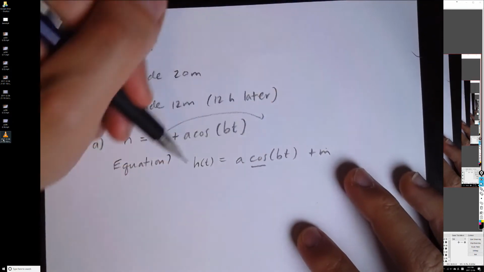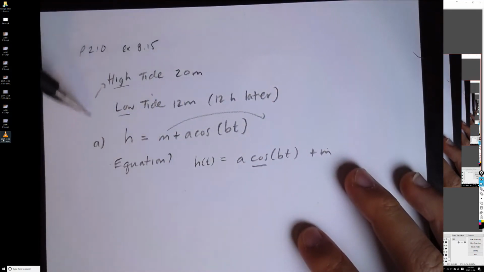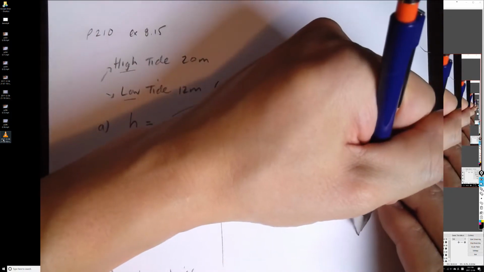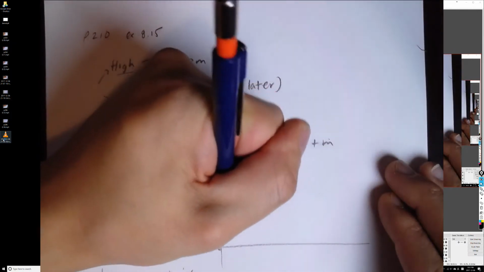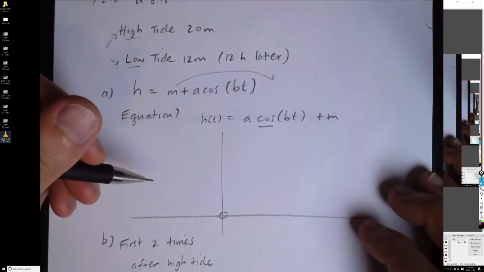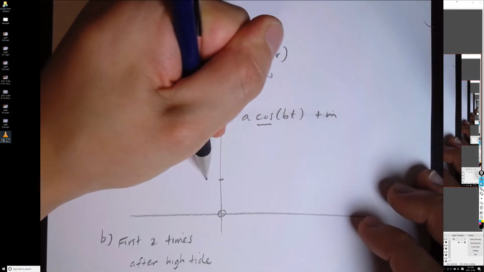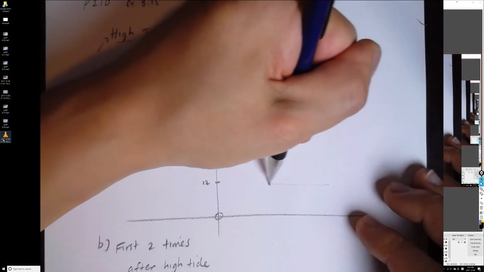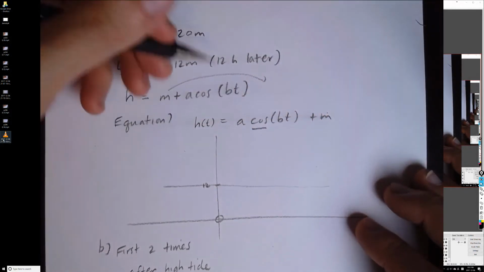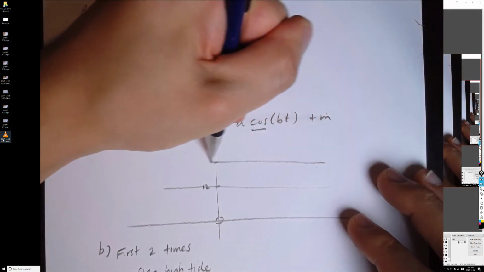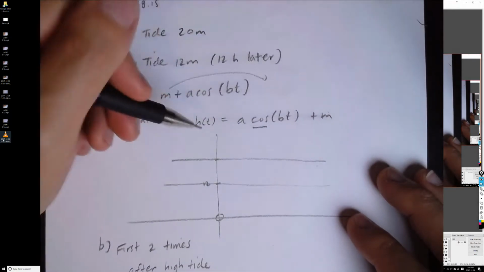This is cosine, so we know it starts high, and the high tide is 20 and the low is 12. So I'm going to try to draw this here. So this is 0, and the low happens to be around 12. We'll just say it's around here. This is 12. And the high is around 20. We'll just say 20 is around here. This diagram doesn't have to be perfect. This is the height of the water.